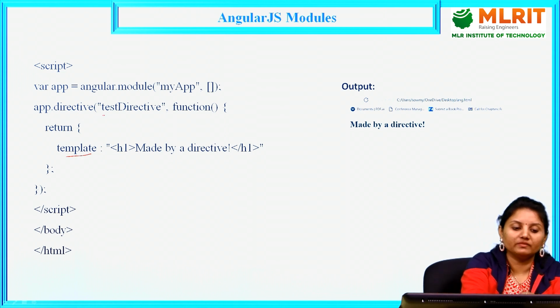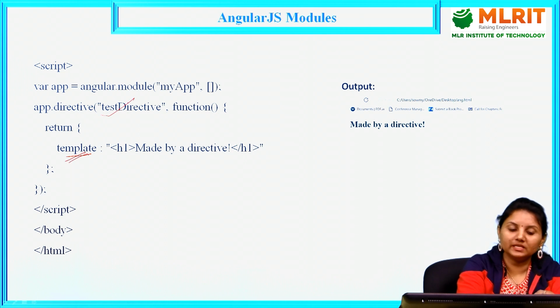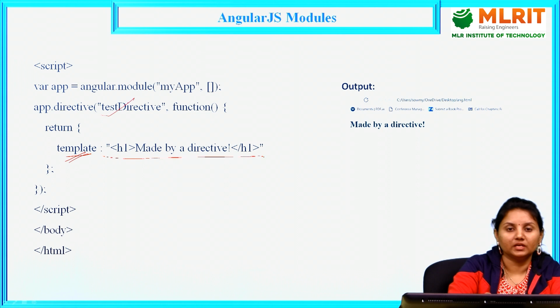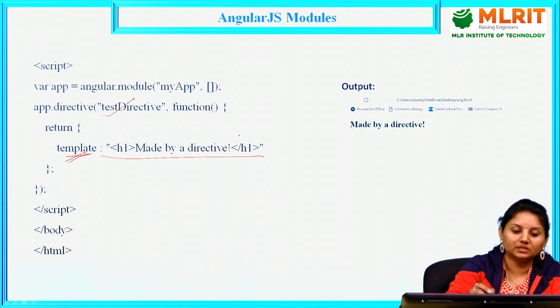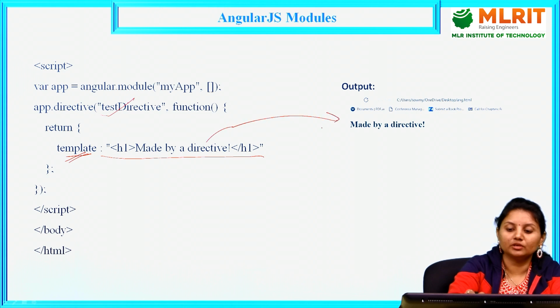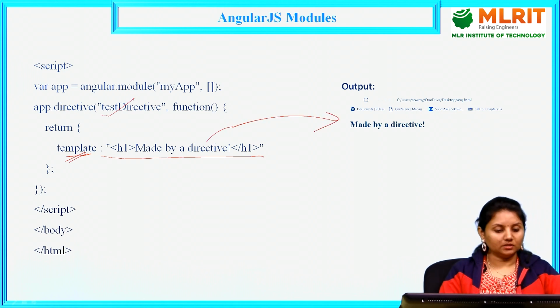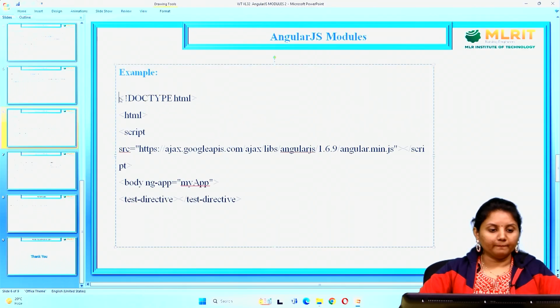Because we have given this directive and it is defined there, it will return the template. Now you have to define what is in the template. Just as an example, I have given an h1 with some text. This is the message that you are going to get displayed. So let me show this.